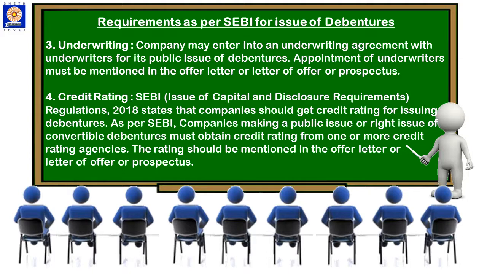If the company is getting a rating of D, that means the company has defaulted many times in paying the debt capital or the interest on debt capital in its past history. And if the company is getting triple A or AA, that means it is safe to invest in such companies. So, as per SEBI, a company making a public issue or rights issue of debentures must obtain credit ratings from one or more credit rating agencies like CRISIL and CARE.